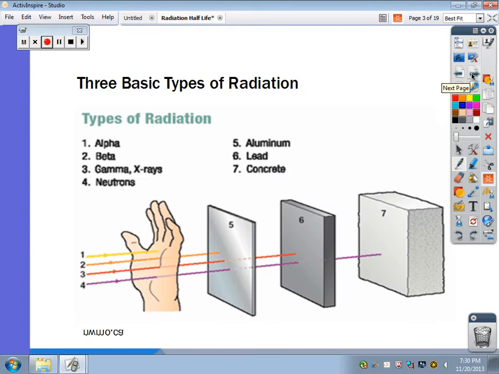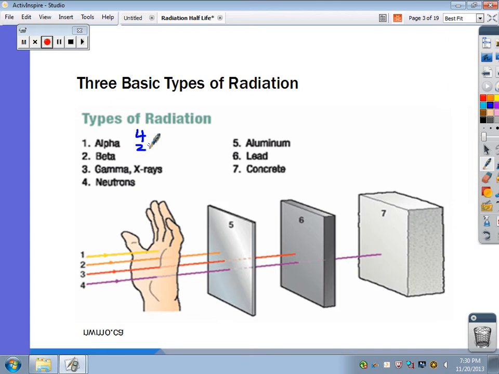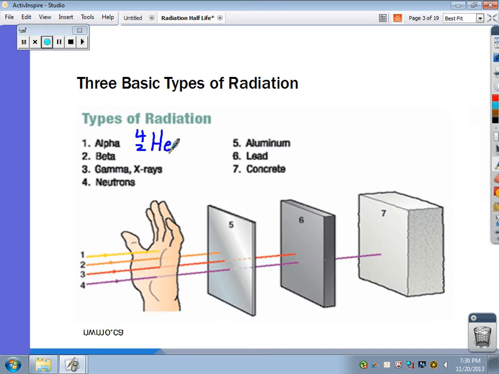Now, alpha radiation, if you recall, is 4,2 helium, and that's symbolized with an alpha. And if you'll notice here, this is type 1, and it's stopped by your skin. We discussed that in class. Beta radiation, number 2, right here, is stopped by aluminum or very thin wood, and beta radiation is 0, minus 1 electrons. That's a beta particle.